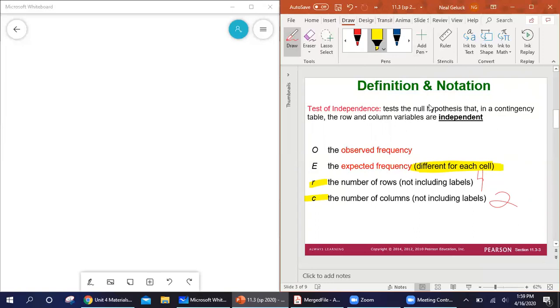And again, the hypothesis that we're testing, the null hypothesis, is that they are independent. So the null for this problem would be that the outcome does not really depend on the type of treatment that they did. The reverse of that would be that the outcome is dependent on the type of treatment.